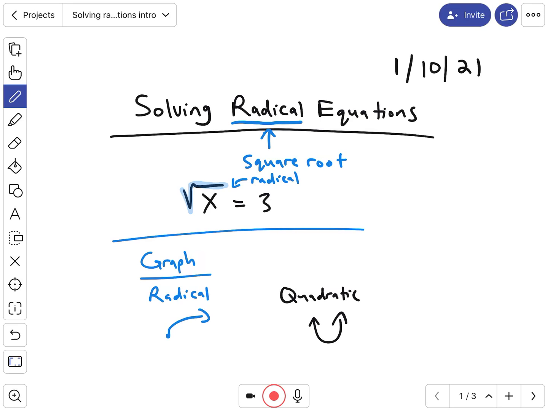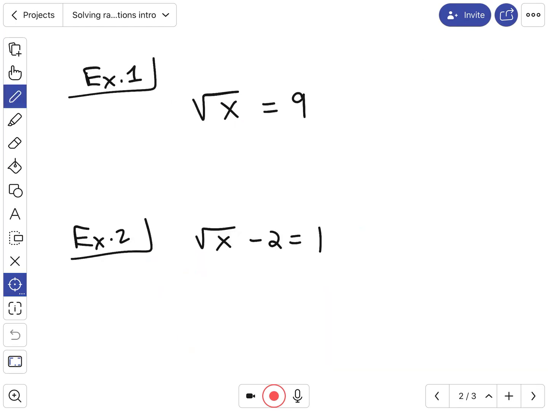And so what I had you notice was, this is actually the radical, which is the square root of x, is actually half of a quadratic function, which is x squared. So if you compare the two, they are related. They have the same shape, and they're actually called inverse functions, but we'll get into that in a little bit.